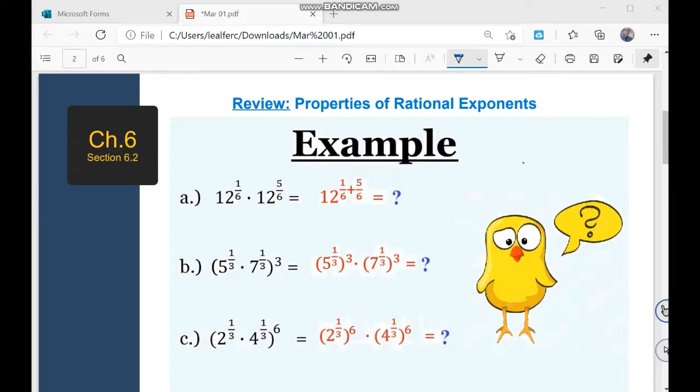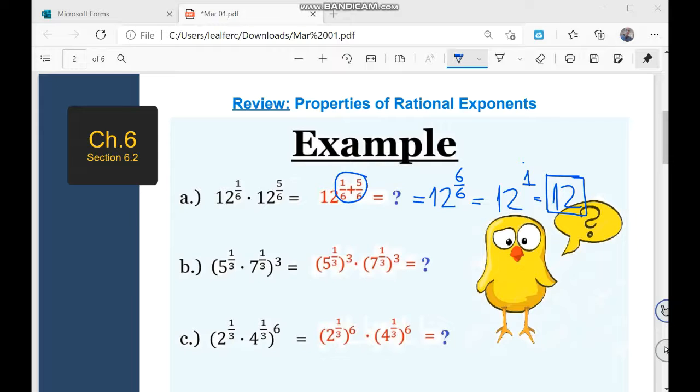For letter A, we have 12, and you have to add the exponents, right? Remember the properties of exponents we've seen before. You have to add 1 over 6 plus 5 over 6, which is 6 over 6. This is 12 to the exponent 1, which equals 12. That's the right answer, 12. Thank you, Jonathan. Yes, that's right, perfect.